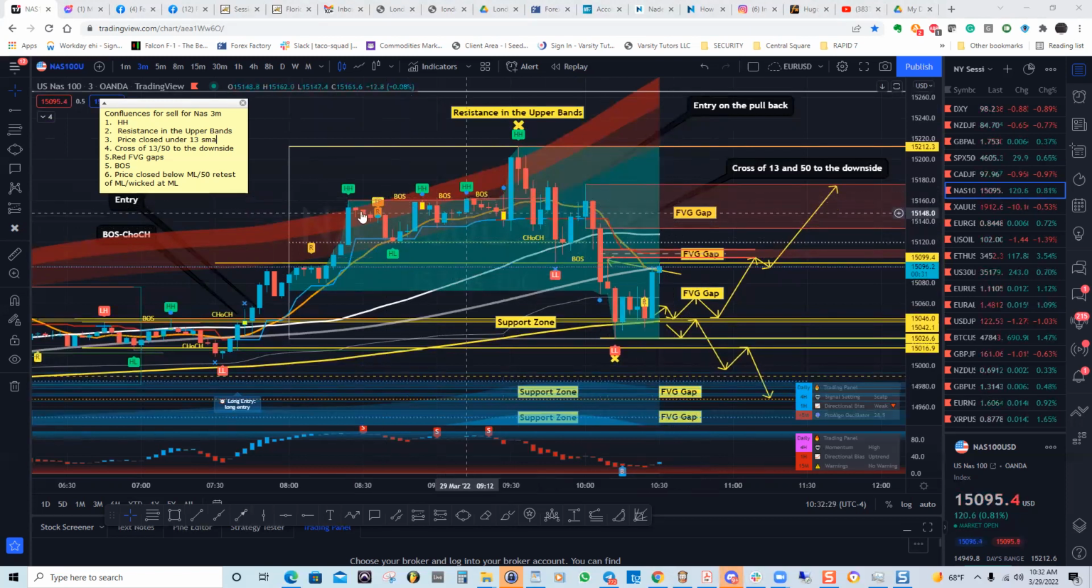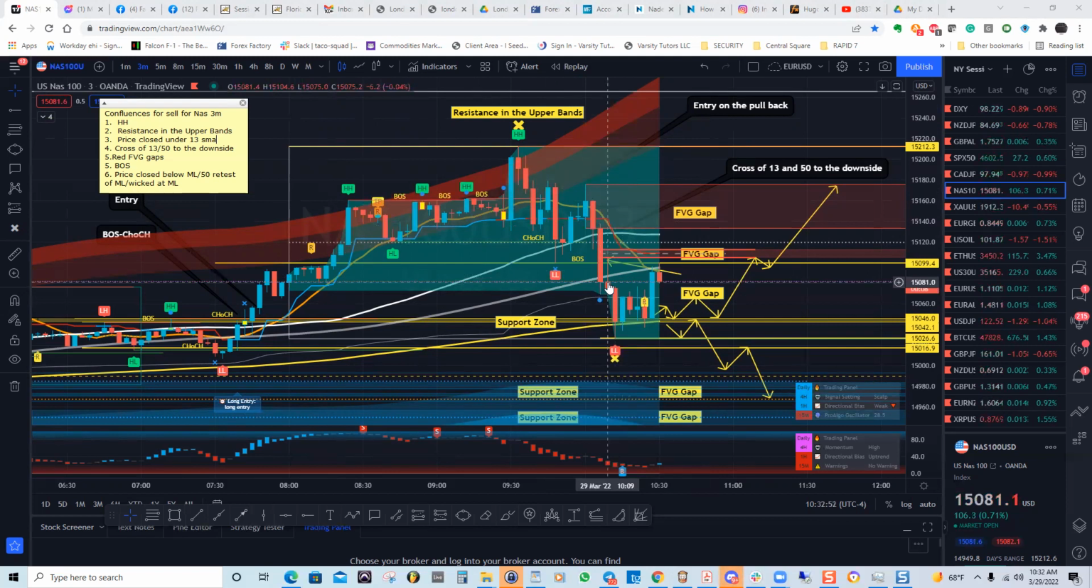You could have got in on the breaker structure, which is right in here. This candle broke structure right here. So you could have entered right on this pullback when this candle wicked right into the FVG gap. Like I said, again, you get the breaker structure. Price closes below the midline. This is the midline right here. This thick white line is the midline.